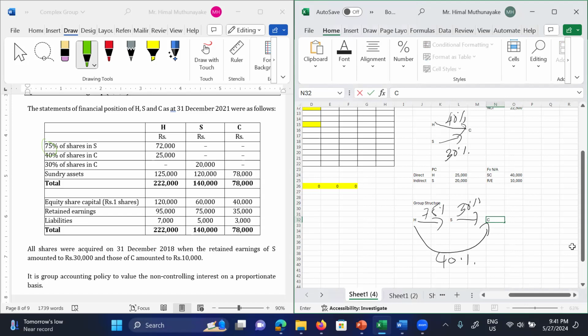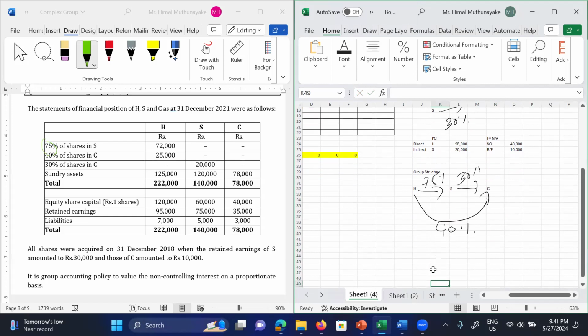When it comes to the effective holding, how much is the effective holding? When it comes to the two computations, for S and the other company, the effective holding and the NCI balance, here we can directly get the NCI balance and the effective holding: 75% and 25%.